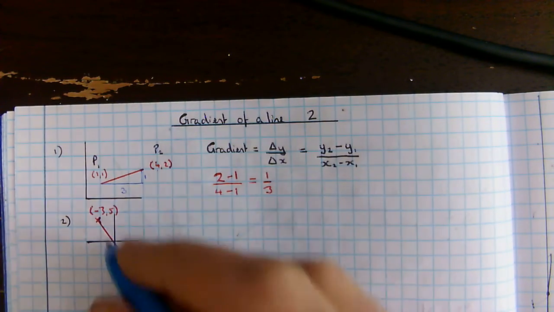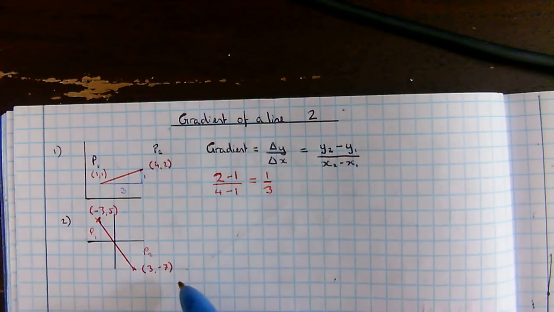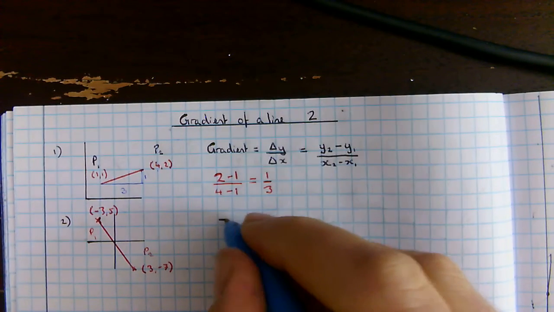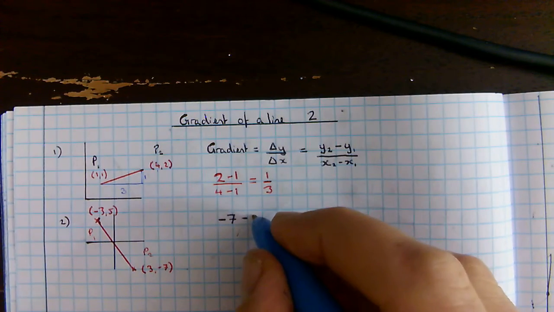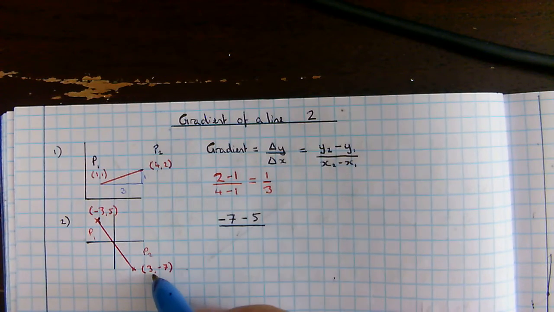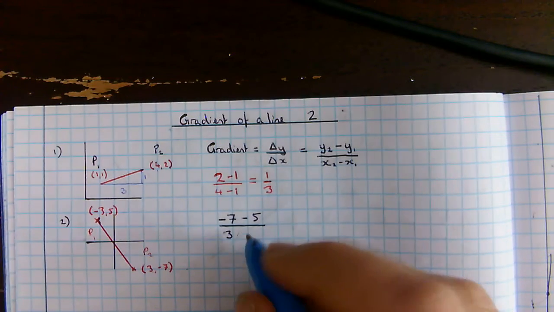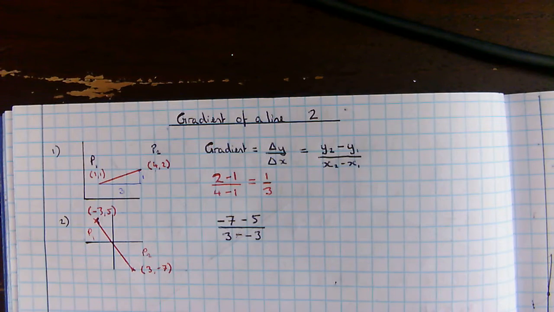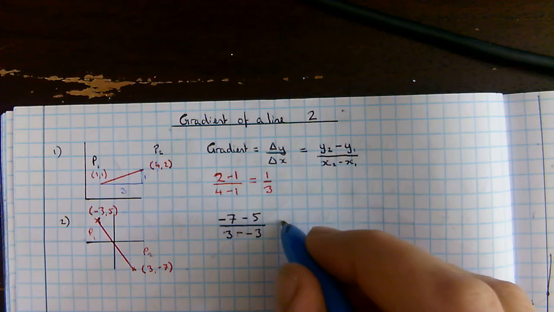So, this is point 1, this is point 2. The y-coordinate of point 2 is negative 7. Take away the y-coordinate of point 1, take away 5. Divided by the x-coordinate of point 2, which is 3. Take away the x-coordinate of point 1, minus 3. Now be careful, there's loads of negatives for us to fall over here. Negative 7, go down by 5, gives me negative 12.